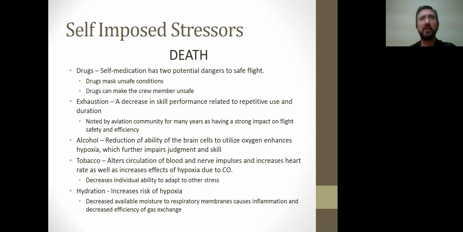Of course, hydration. I want to make sure that we're hydrated, as dehydration can increase the risk of hypoxia. Remember, there's going to be a decreased availability of moisture, which is going to cause some inflammation and decrease efficiency of gas exchange. Remember that the temperature will drop 2 degrees Celsius for every 1,000 feet that we climb, okay?